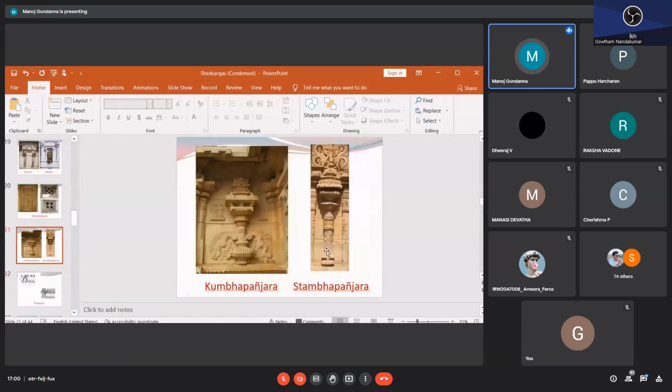Then this is a very important decoration of the Bhitti. This is Kumbha Panjara and this is Stambha Panjara, and a detailed metaphysical or spiritual explanation can be given about this Kumbha Panjara, but I sincerely feel it would become out of topic for students.